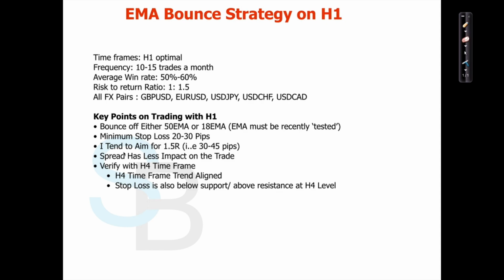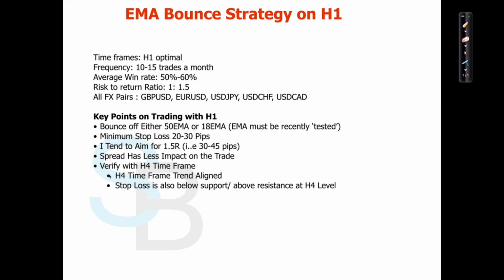Because when your stop loss is 8 pips away, a 1 pip spread makes a difference, because 1 out of 8 matters. But if your stop loss is 20 or 30 pips, 1 pip doesn't make much of a difference. So that's the other advantage of trading on a higher time frame. Of course, the only disadvantage is that it takes longer to reach your profit target, so you need to be a bit more patient, with a bit less frequency. So there are pros and cons to both.